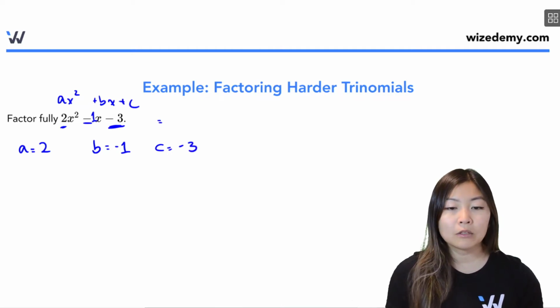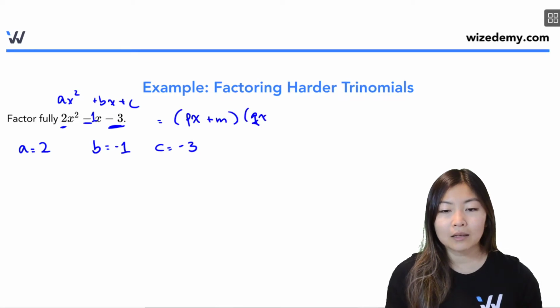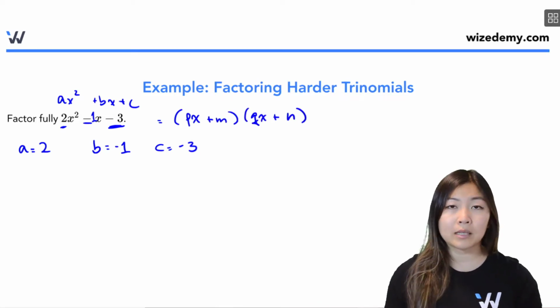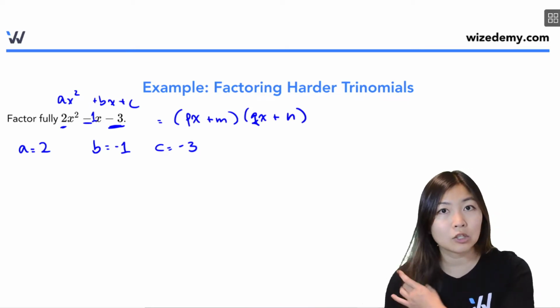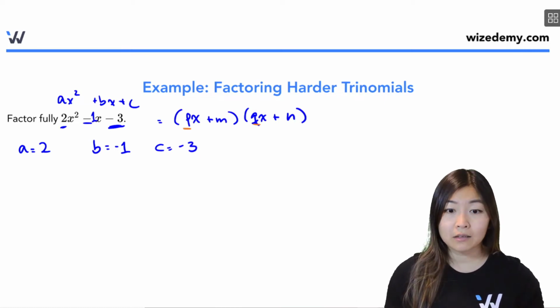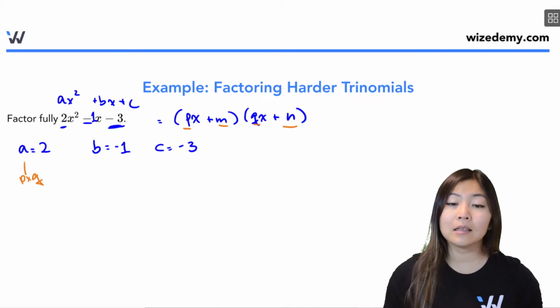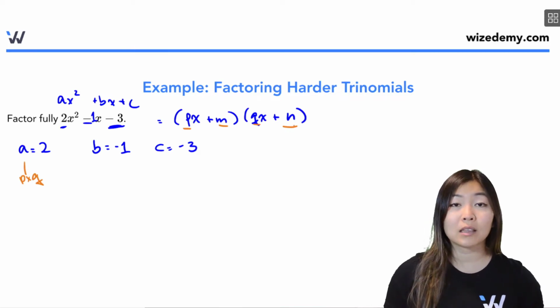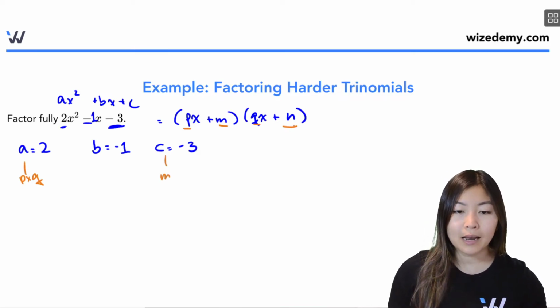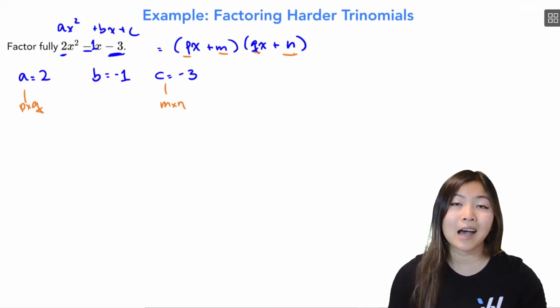We know we should be able to factor this into a px plus m and a qx plus n. So some number x plus m, some number x plus n. So pretty much two linear terms. Think back to the previous lesson. This p and this q, these are the coefficients in front of x. So when we multiply them, we get an x squared, meaning that p times q has to equal a. And m and n, these are our constant terms. When you multiply them, you should get the constant term in our trinomial, meaning that m times n is negative 3. And then our crisscross product has to add up to negative 1.